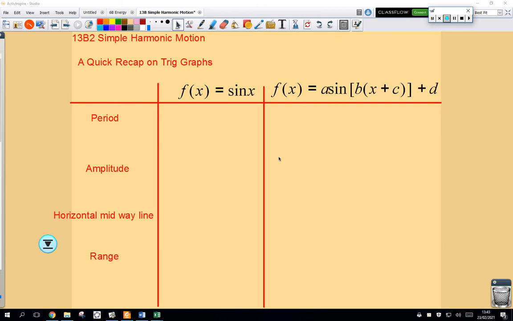Okay, in this lesson I'm going to do a quick recap on trig graphs and just investigating some of the key details about them: period, amplitude, the horizontal midway line, the range. These are important things to be able to discuss.